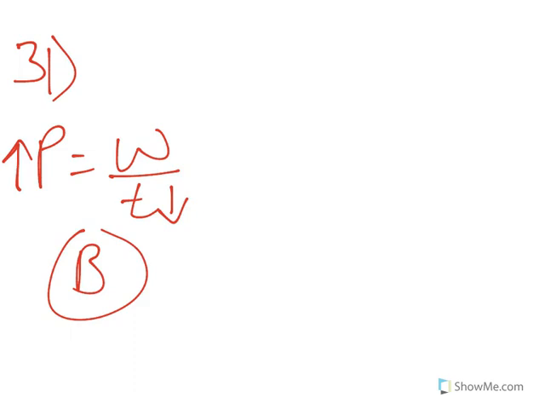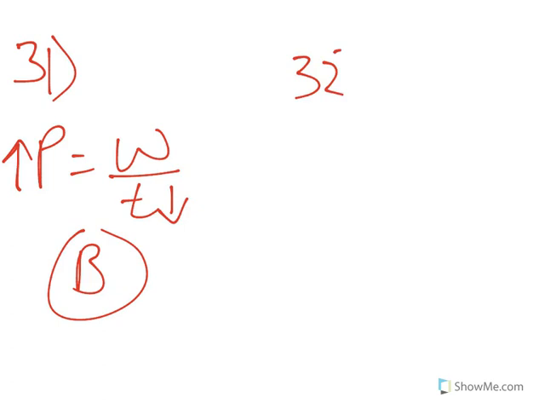32. Alright, a 10 Newton force is required to move a 3 kilogram box at a constant speed. How much power is required to move the box 8 meters in 2 seconds? So the answer should be 40. It should take 40 watts, and here's why.